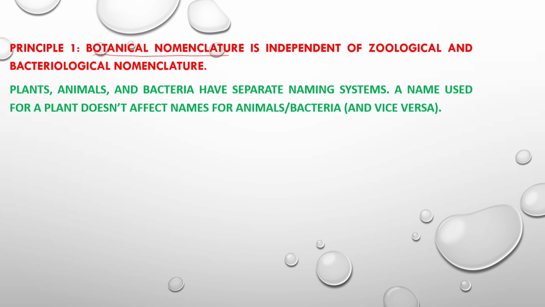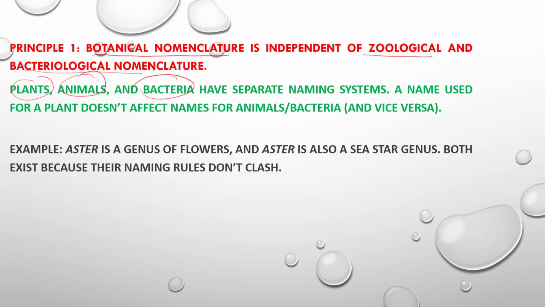It has nothing to do with zoological and bacteriological nomenclature. It means plants, animals and bacteria all have their separate naming systems. The rules of naming of all these are different. For example, Aster is a flowering plant, so it is a genus in flowering plants. Aster is also a genus in animals, because the rules of plants and animals do not overlap, as they are separate. So botanical nomenclature is independent of zoological and bacteriological nomenclature. This is our first principle.